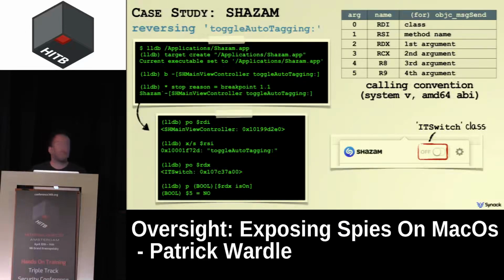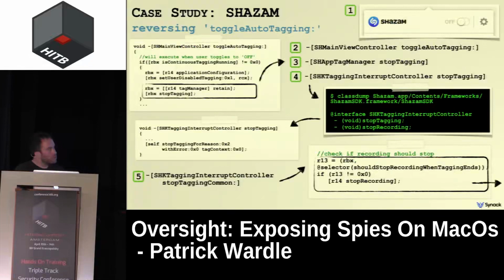And then most importantly, the third argument, which is in RDX, is going to be the parameter that that method takes. And if we do PO, which is print object, we can see it's an instance of something called an IT switch. And that is just the object that Shazam uses to represent that toggle switch. Now, since we have access to an instance of that object, we can invoke methods on it in the debugger. So for example, we can execute the isOn method, and we can see it returns no, and that's because we've just toggled the switch off. So again, we found out what method is called when it's toggled, and we also have access to the actual switch object.